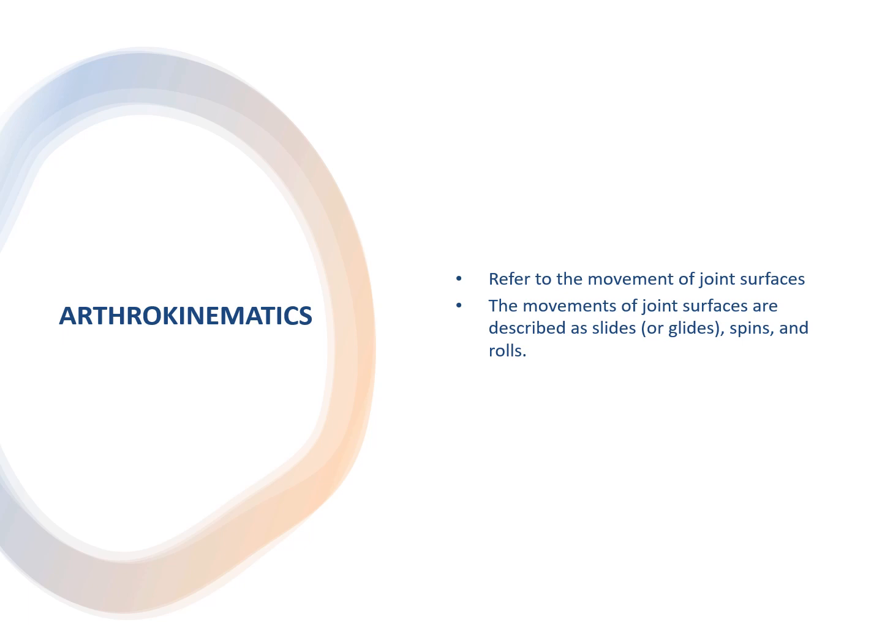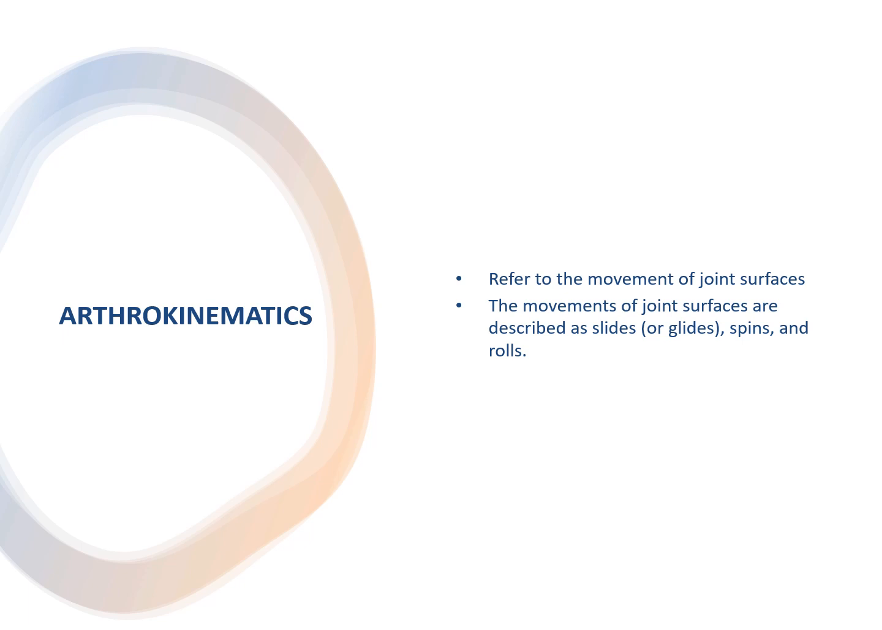Next, under kinematics, we have two subdivisions known as arthrokinematics and osteokinematics. So what is arthrokinematics? Arthrokinematics is nothing else but the movement happening within the joint surface. The movement happening within the articular surfaces of a joint is known as arthrokinematics.